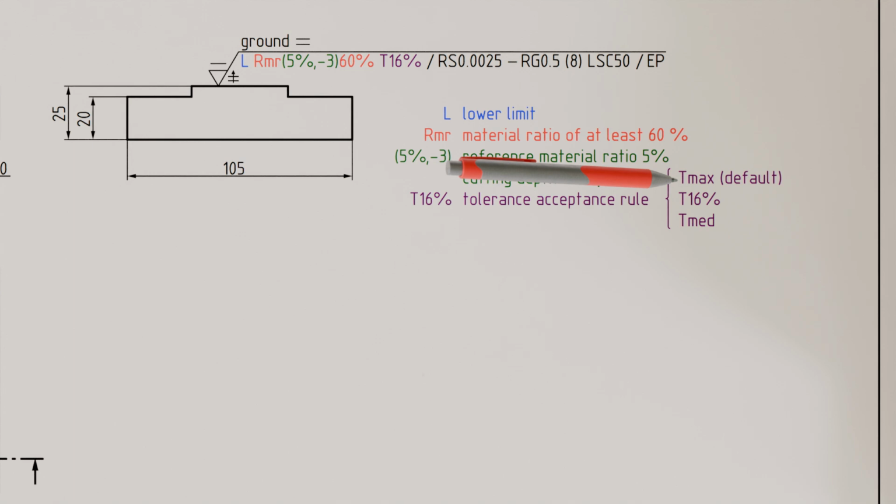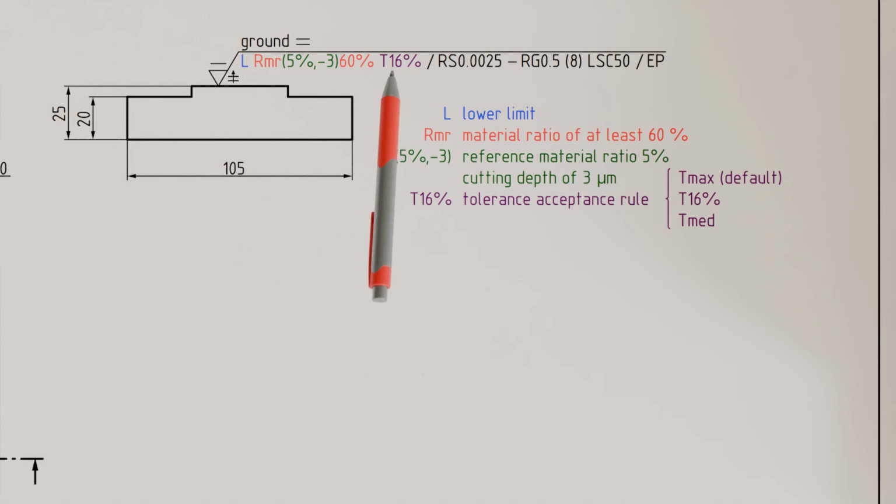At this point, a new feature of the current standard comes into play. While the 16% rule was the standard in the old standard unless otherwise specified, the max rule is now the default in the new standard. Additionally, a new rule called the median tolerance acceptance rule TMED has been introduced. This rule basically states that at least half of the measured values must comply with the limit. The median rule is applied, for example, when a strong variation in the measured values is expected.